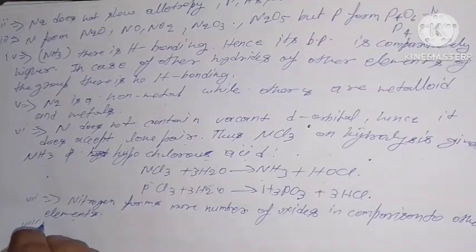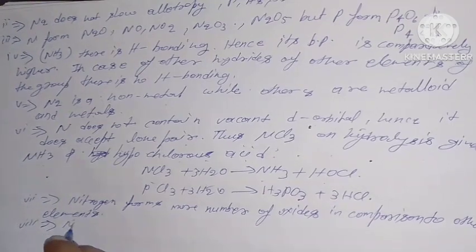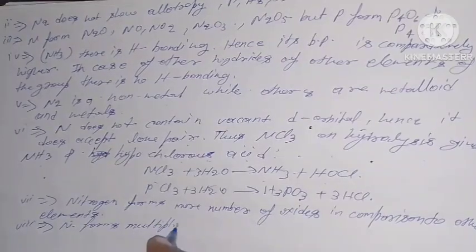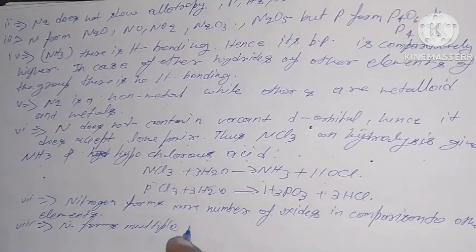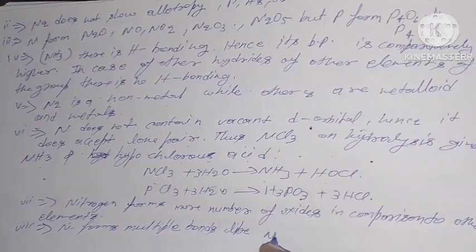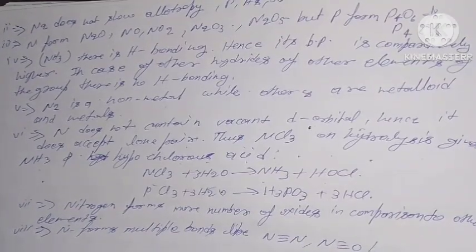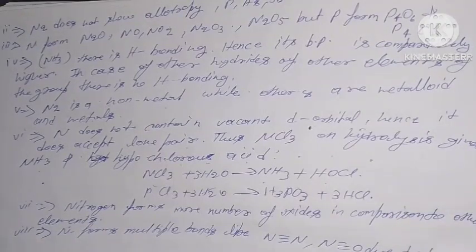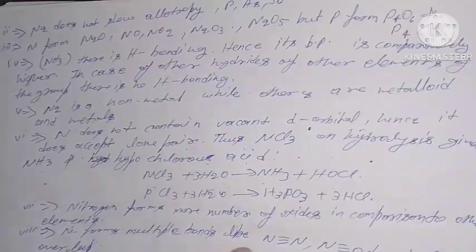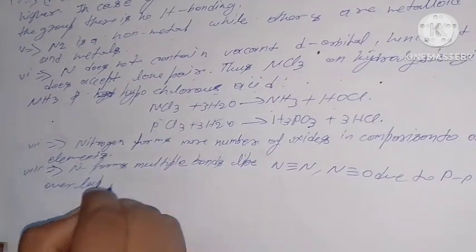Eighth point. Nitrogen forms multiple bonds like N triple bond N, and N double bond O, due to pp overlap; others do not.